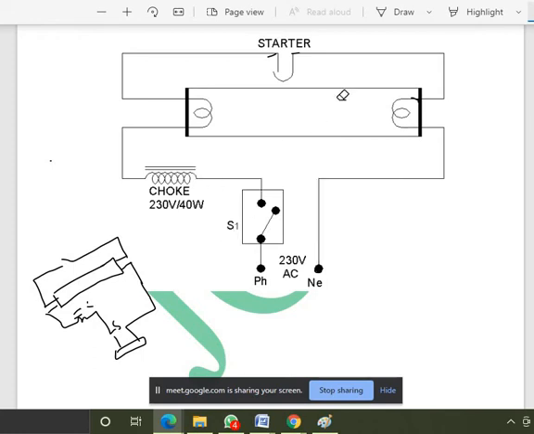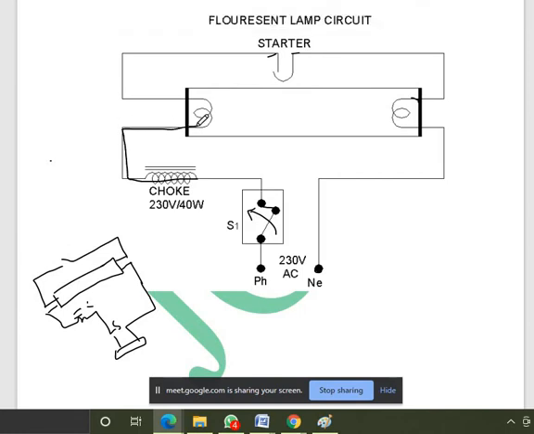Once you switch on the lamp, the switch is closed, and the supply comes. The neutral directly connects here, and the phase goes to the coil, and from there to one end of the filament. It is a filament, or electrode; it may be named filament or electrode.